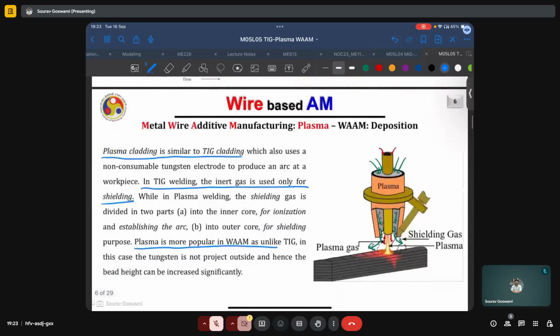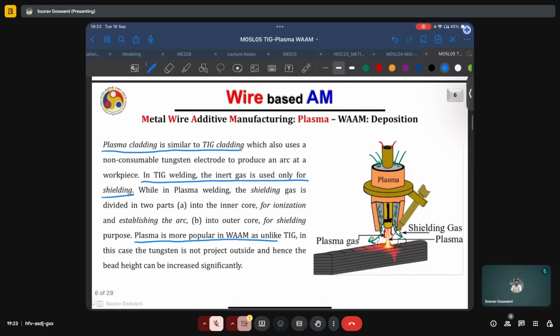Whereas in this plasma cladding, this tungsten is well inside the nozzle, so it may only come up to some partial distance and not fully outside. And so not only is the electrode safe, because of this we can also increase the height of the layer which is getting deposited.